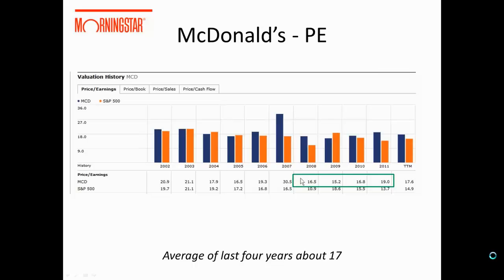Well, I didn't like this 30 in 2007. That seems like a real outlier, which I could just drop and go back and add a 2006 or something. But I just took the last 4 years, and you can see our average PE for the last 4 years has been about 17.